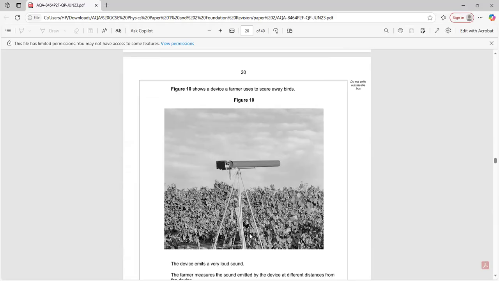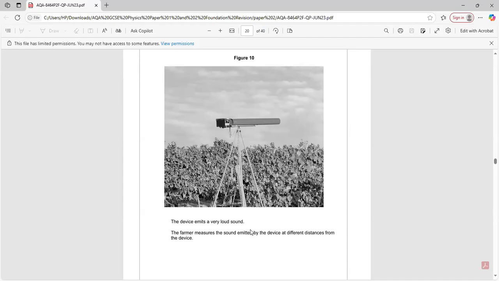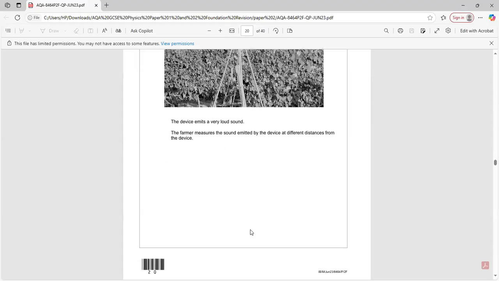It says figure 10 shows the device a farmer uses to scare away birds. This is interesting. It looks like a camera or something, but it's not a camera. It says the device emits a very loud sound, to scare them, I guess. It says the farmer measures the sound emitted by the device at different distances from the device.